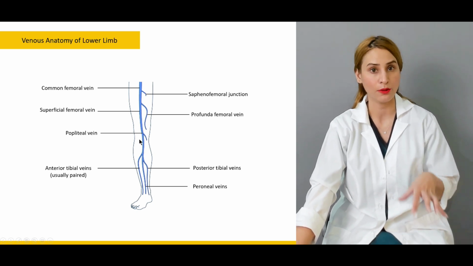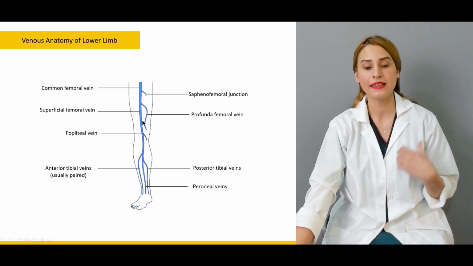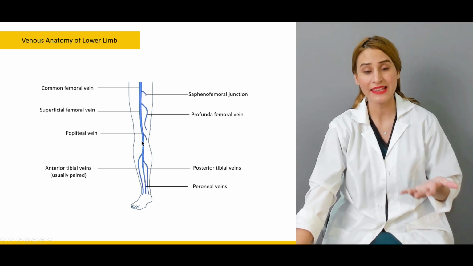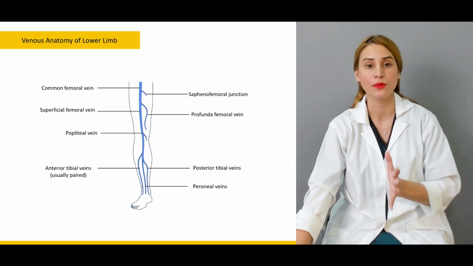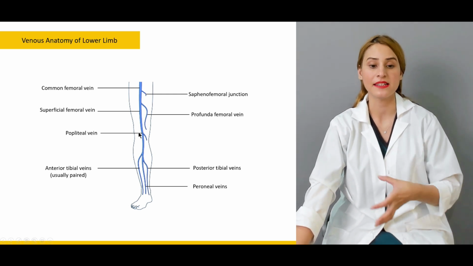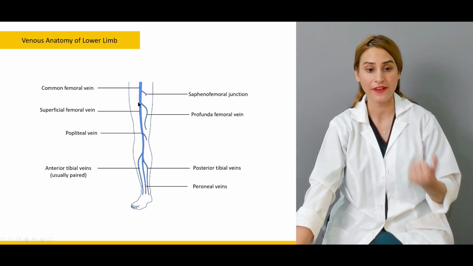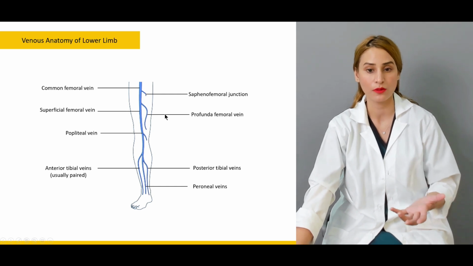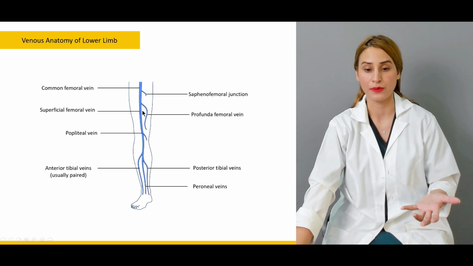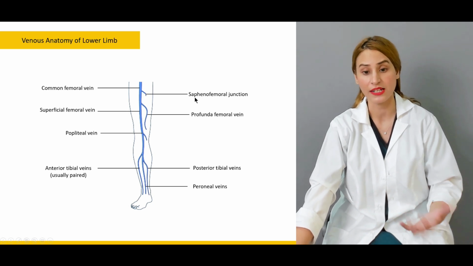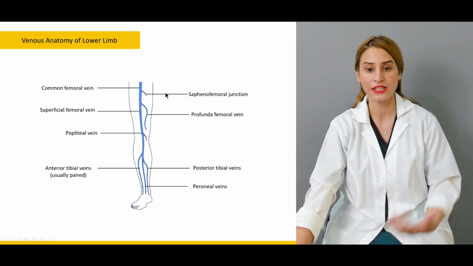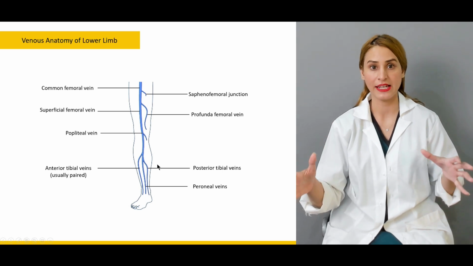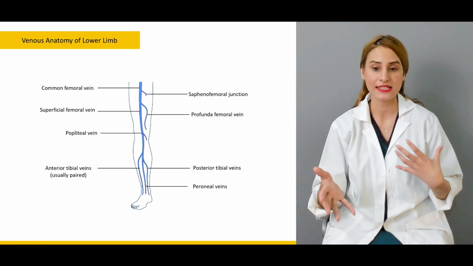This popliteal vein is located in the popliteal fossa, and then this vein continues and just below the inguinal ligament, midway between the anterior superior iliac spine and the pubic tubercle, this popliteal vein is converted into the femoral vein. We have the superficial femoral vein. It also gives a branch which is called the profunda femoral vein, and this is the common femoral vein. You can see here this is the saphenofemoral junction. Here we have the saphenopopliteal junction, and here we have the saphenofemoral junction, in which the superficial and the deep veins are connected to each other.